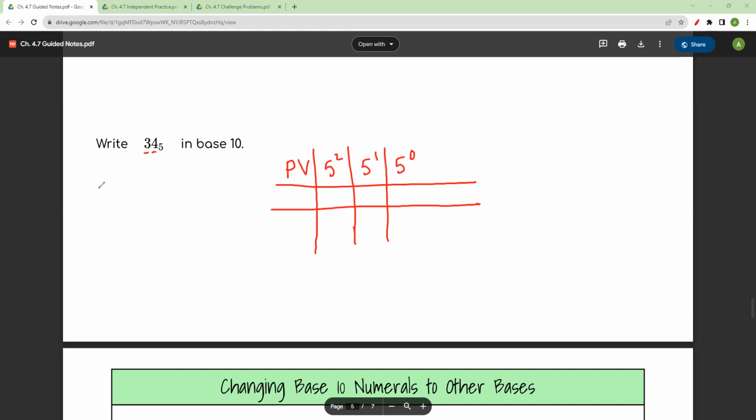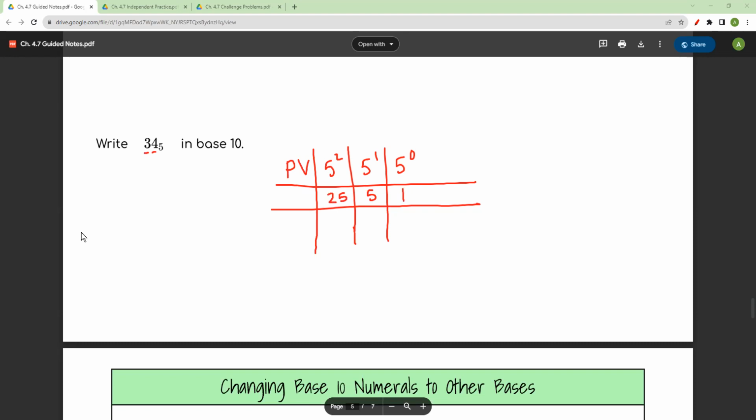If it was a five-digit number base 5, then the place value chart would have 5 columns, but we have a pretty short number. So set these up and then assign their values. 5 to the 0 is 1, 5 to the 1 is 5, 5 squared is 25.